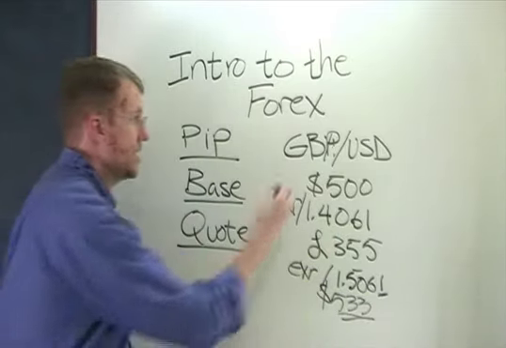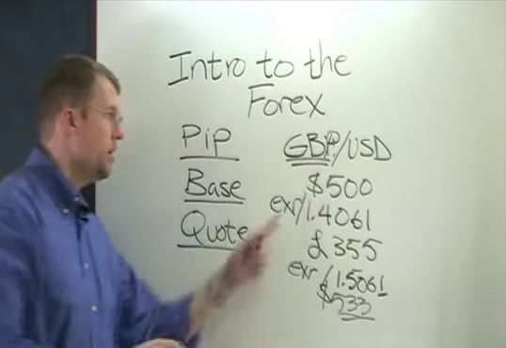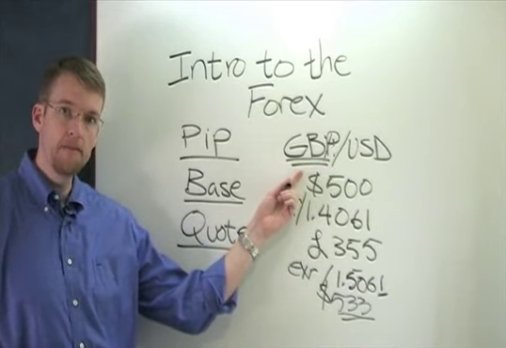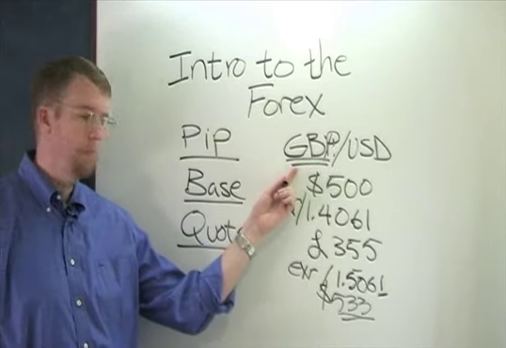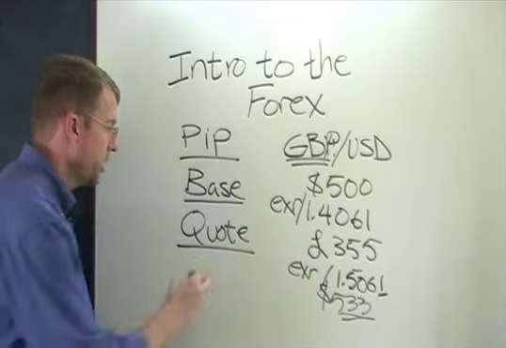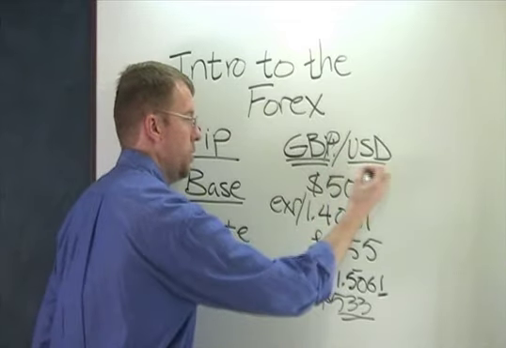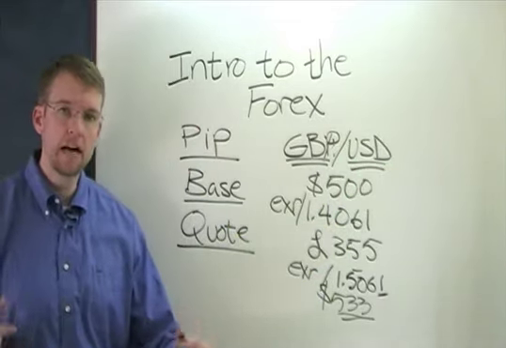The base currency is this one right over here. It's the one on the left-hand side of this little exchange rate equation. So the pound is the base currency. We also know what the quote currency is because it's the other one. It's the dollar. And you can see these actually shown on charts.